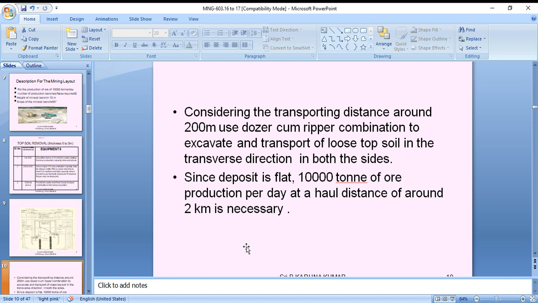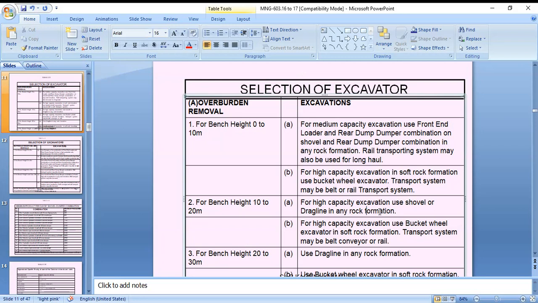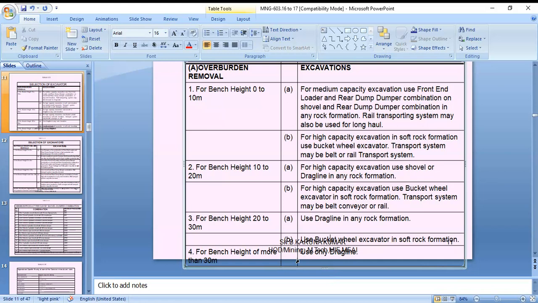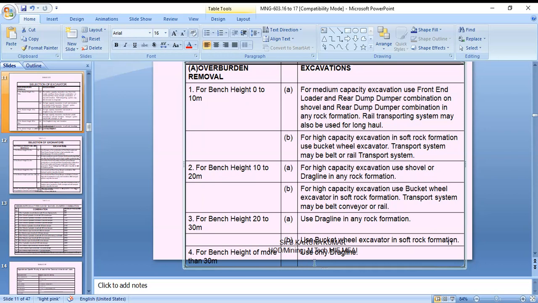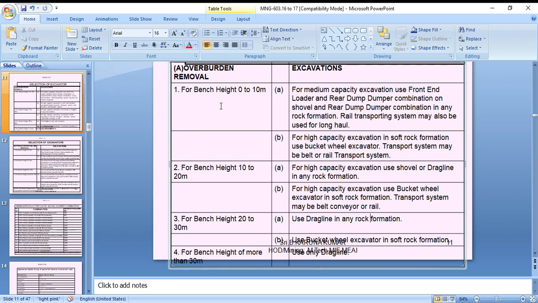Then how to select the excavators? Now I am going to the excavator part. For bench height 0 to 10 meters, a medium capacity excavator is used, such as a front end loader and rear dump dumper combination, or a shovel and rear dumper combination in any rock formation. Sometimes if a rail is there, rail transportation is used. For bench height 10 to 20 meters, high capacity excavators, shovel or dragline, in any rock formation can be used. But most limestone mines do not use a dragline.